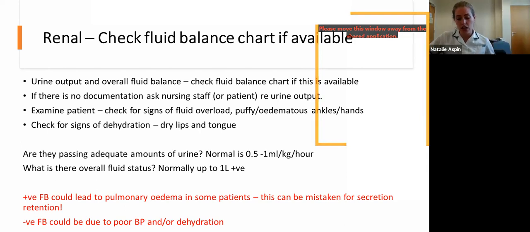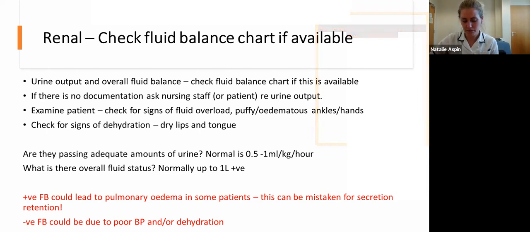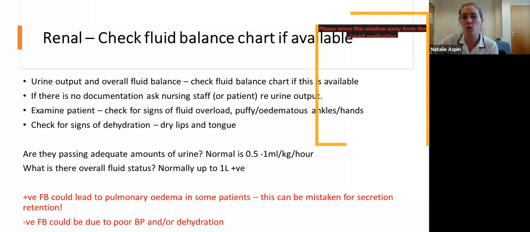So checking for signs of edema, checking hands, checking feet for puffiness, checking mucous membranes, dry lips, dry tongue, checking the status of hydration for them. And actually just trying to unpick what their overall fluid balance looks like. If they look particularly puffed and fluid overloaded, could that be adding to the clinical picture?